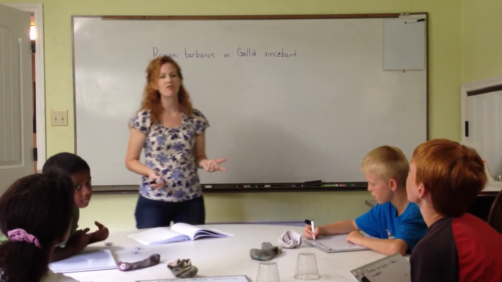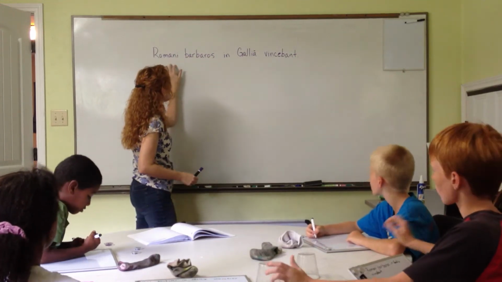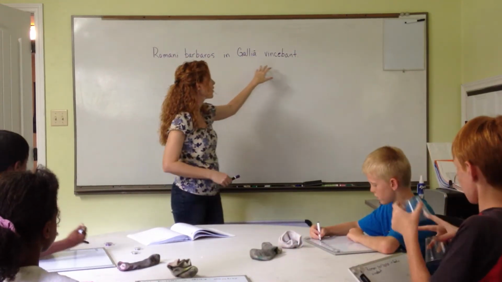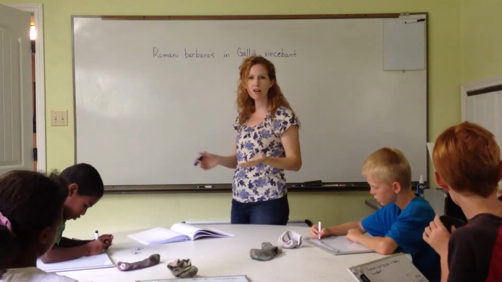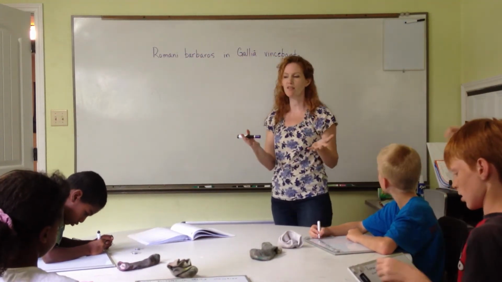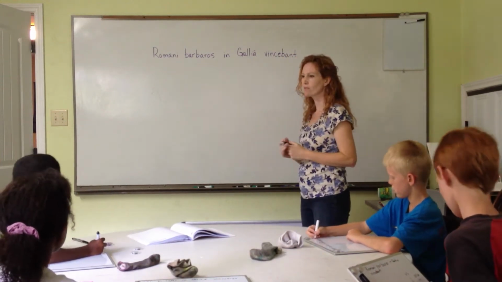I don't do dictation for Latin, I just let everyone copy. And so our sentence is, Romani barbaros in Gallia vincebunt. Again, I generally start with the youngest student and ask them to tell me anything they can recognize. So, Jeb, what do you see? You see anything you recognize up here?